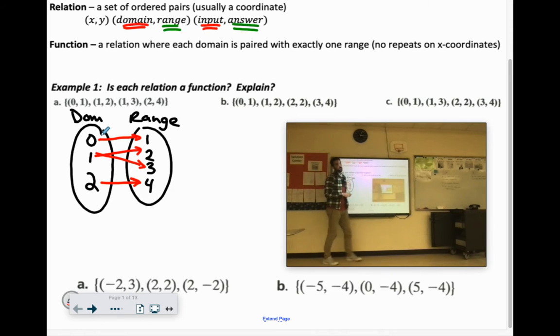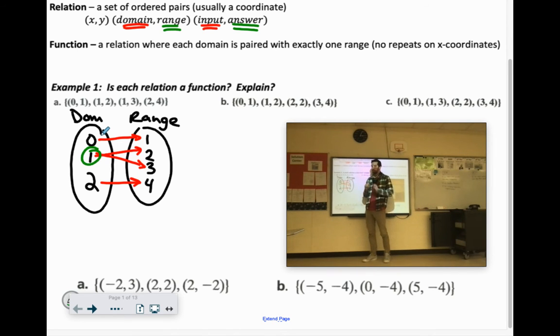So here's what to look for to determine if it is a function. If everything in the domain just has one arrow coming off of it, you're good. But there's a problem on this one because if you look at 1, it has 2 arrows coming off of it. There's no equation where you can substitute in 1 and come out with 2 different answers. So this is not a function.